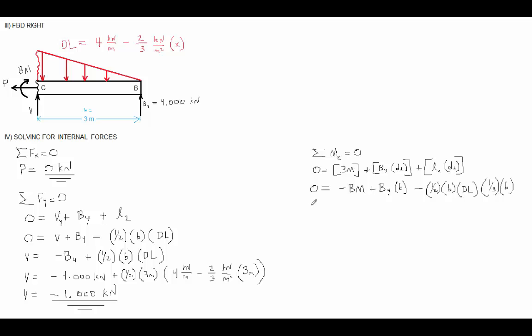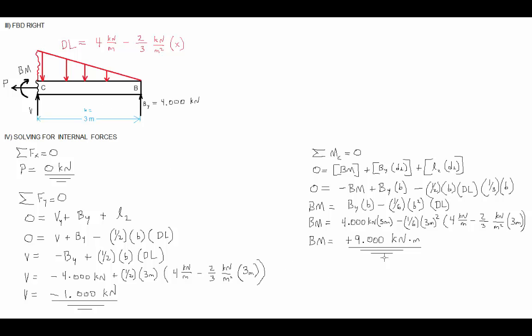Solving this equation for BM gives this. And now we can plug the numbers in. Remember that X distance is 3 meters, but that's 3 meters away from the origin because we're analyzing this point right here. So we'll find that BM equals a positive 9 kilonewton meters. All three answers go in your answer box. The axial force is 0 kilonewtons, the shear force is -1 kilonewton, and the bending moment is positive 9 kilonewton meters.